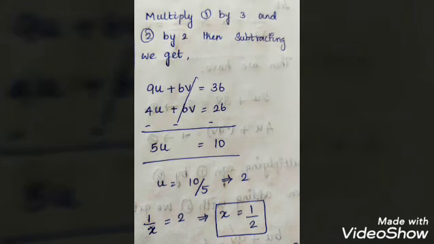The normal elimination method: multiply equation number 1 by 3 and equation number 2 by 2. Then we are going to subtract. So what will become? 9u plus 6v equal to 36. 4u plus 6v equal to 26. Subtracting means we have to change the sign. So 9 minus 4, 5u. Plus 6v and minus 6v get cancelled. 36 minus 26 gives 10. So 5u equal to 10, u equal to 10 by 5, which is 2. So u means 1 by x. 1 by x is equal to 2. Then what is the value of x? The reciprocal of 2 is 1 by 2. So x is equal to 1 by 2.